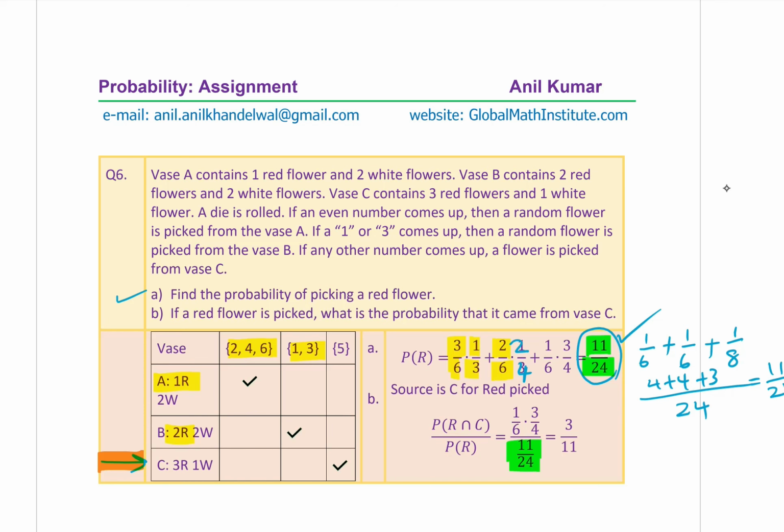So that goes into the denominator, and in the numerator, the probability of picking up the red flower from vase C. It will be picked only if 1 out of 6 is the probability for picking up the vase, and then 3 out of 4 is of the red flower. And that simplifies to 3 over 11, and that becomes our answer. So I hope that is absolutely clear.